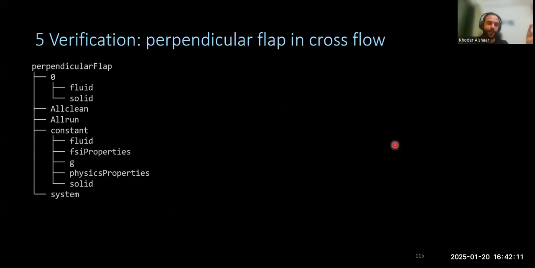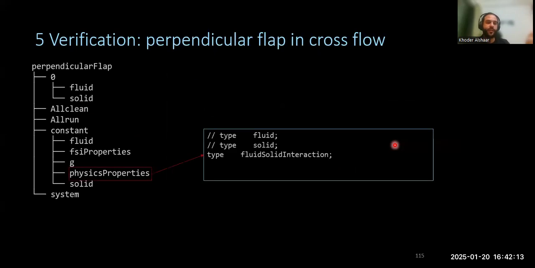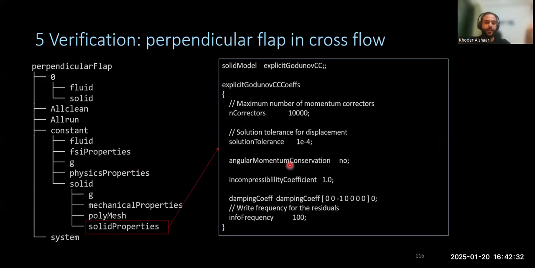The first dictionary we have to define is the physics property. This is the higher level, the first thing that the solver will look at. What is the type of problem that you're solving? Are you solving a fluid, a solid, or a fluid-solid interaction? Of course, in our case, we are solving a fluid-solid interaction problem.